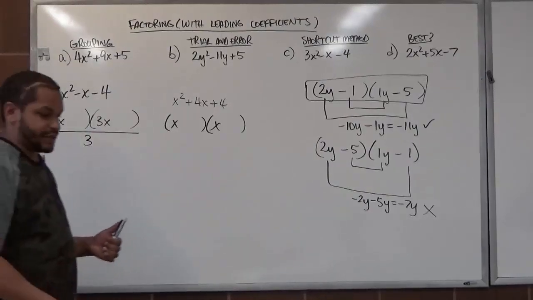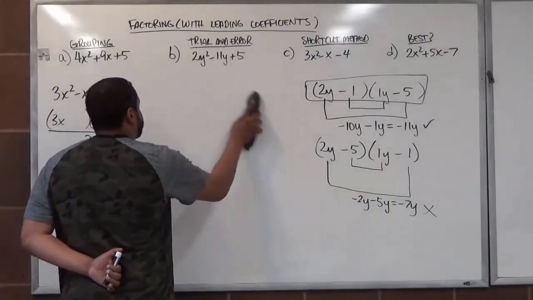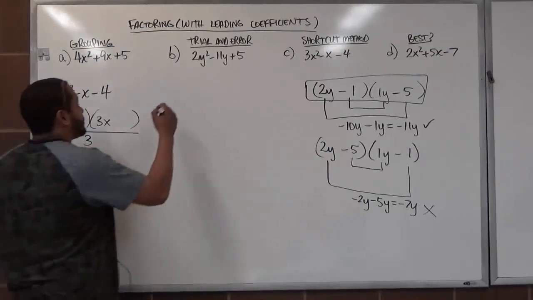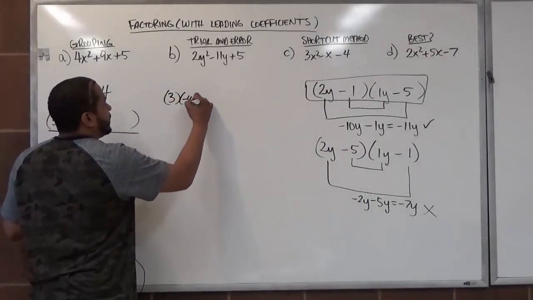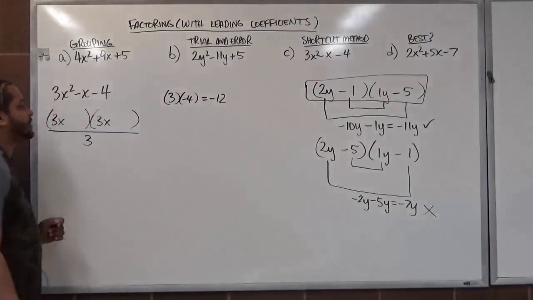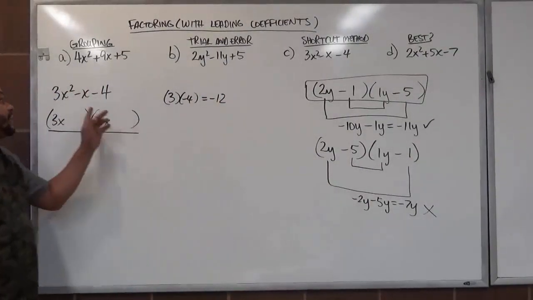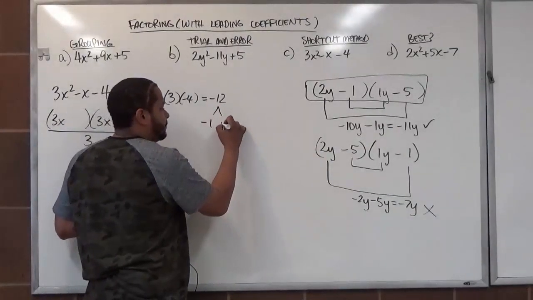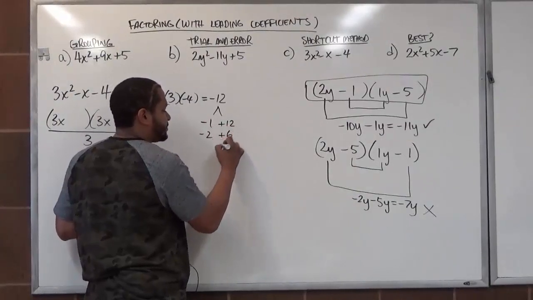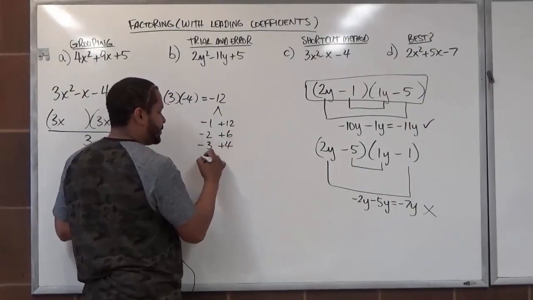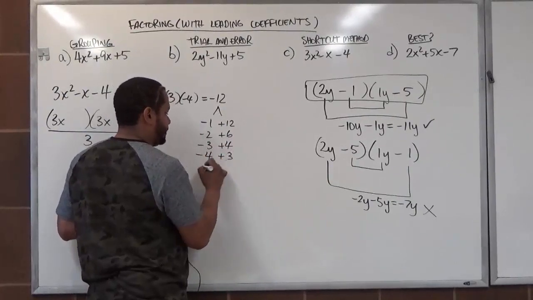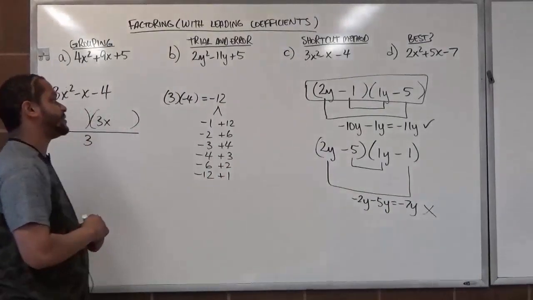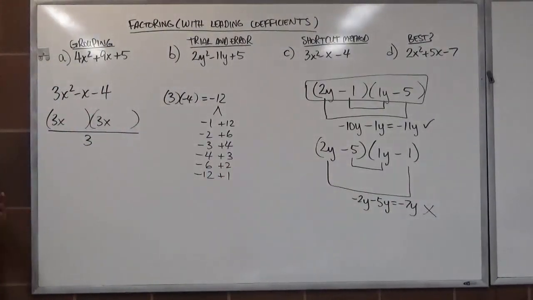The second step we want to take is taking the master product of the 2 terms. And so we're taking the a and we're taking the c and we're multiplying them together. So we have 3 and negative 4, and this becomes negative 12. And what we're doing is we're looking for the factors of negative 12 that add up to negative 1. So we're going to list all the possible factors of negative 12. We have negative 1, positive 12, negative 2, positive 6, negative 3, positive 4, negative 4, positive 3, negative 6, positive 2, negative 12, positive 1, and we're looking for the ones that add up to the middle term. In our case, we have negative 1 as the middle term.